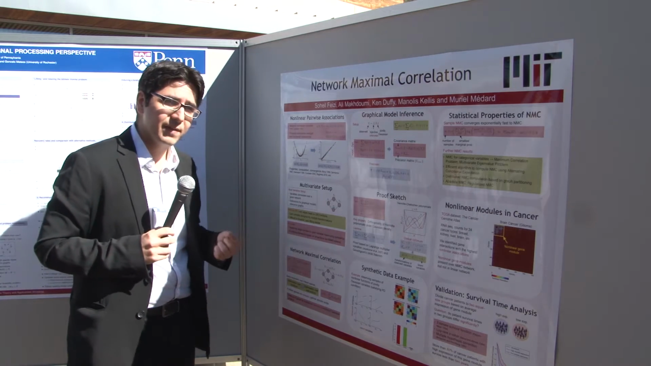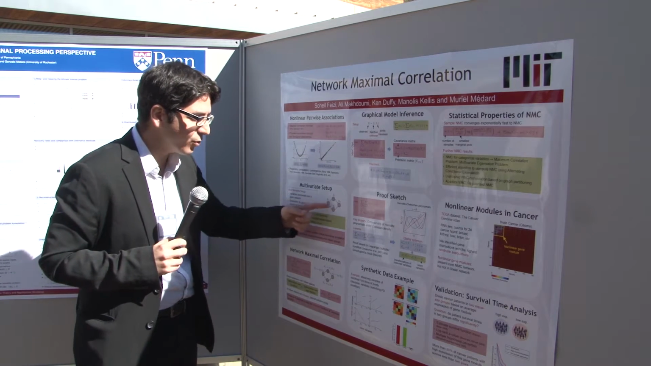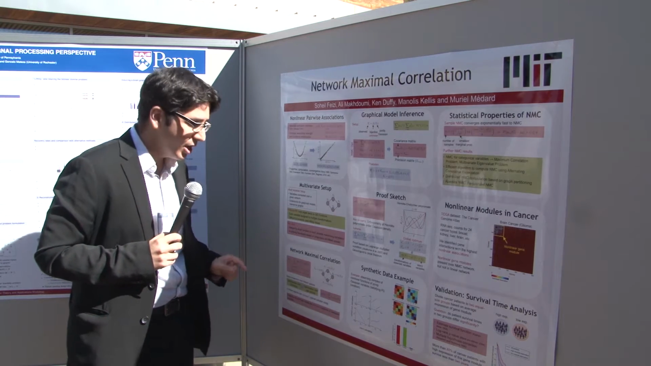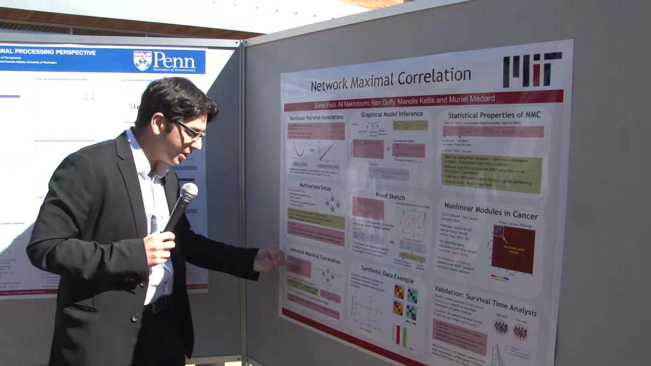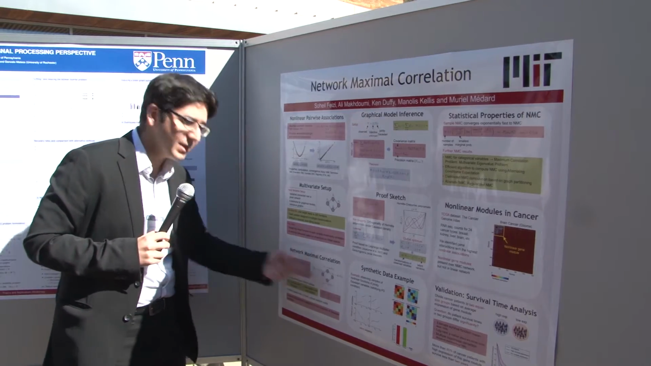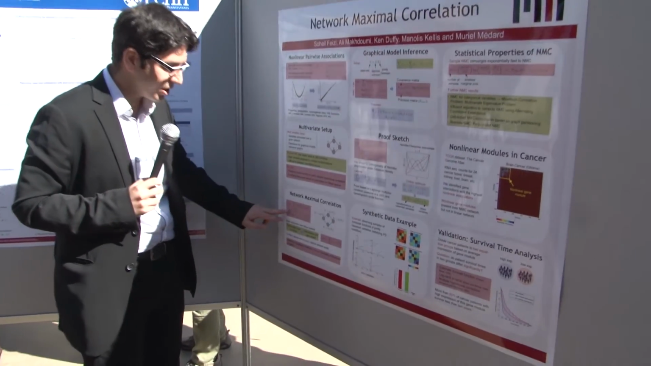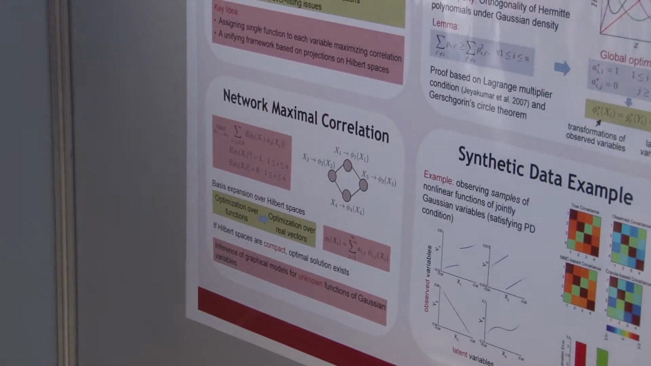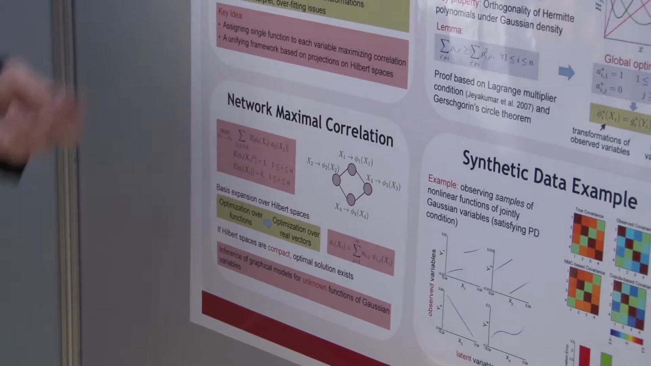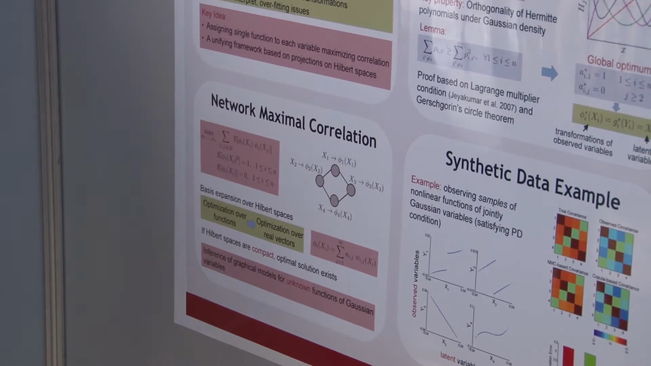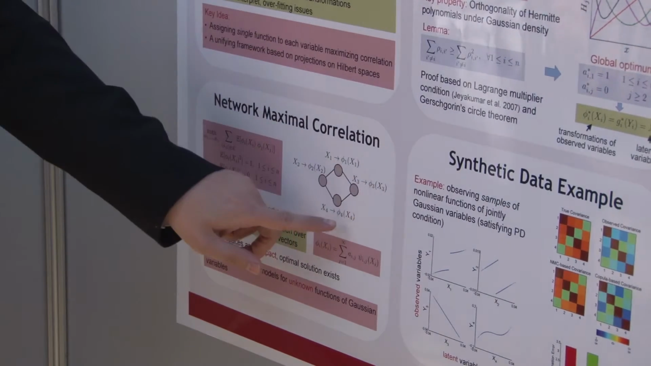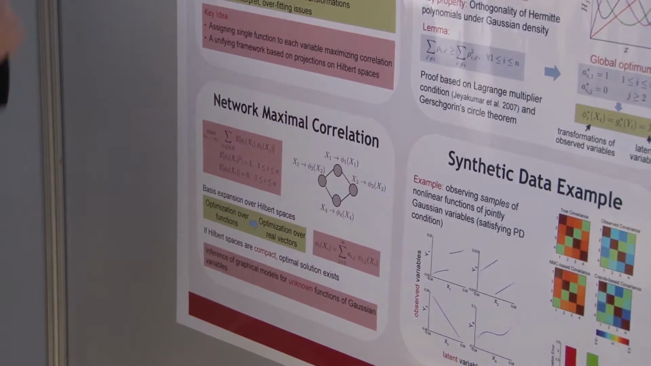So the key idea we have here is to find single transformation functions of these variables, mathematically shown here, such that the total observed correlation over the graph is maximized. Again, the maximization is over all functions with mean zero and variance 1. This optimization is what we call network maximal correlation, which tries to identify these possibly nonlinear functions of each variable such that the total correlation is maximized.